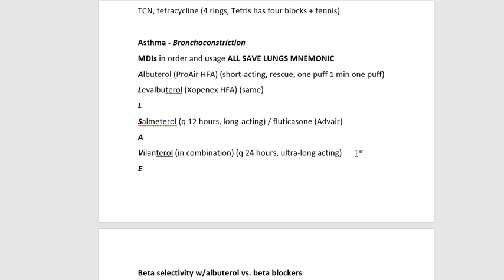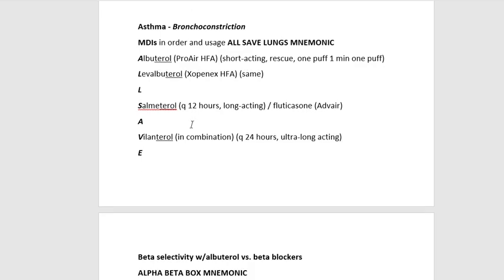And the key to this is that we put them in order of short, long-acting, and ultra-long-acting. There's also an L in Vilanterol, but unfortunately for long-acting, because there's an L in salmeterol, levalbuterol, and albuterol, it doesn't really help us too much. Okay? But the ALL SAVE LUNGS mnemonic allows us to put these in order, short, long, and ultra-long-acting.